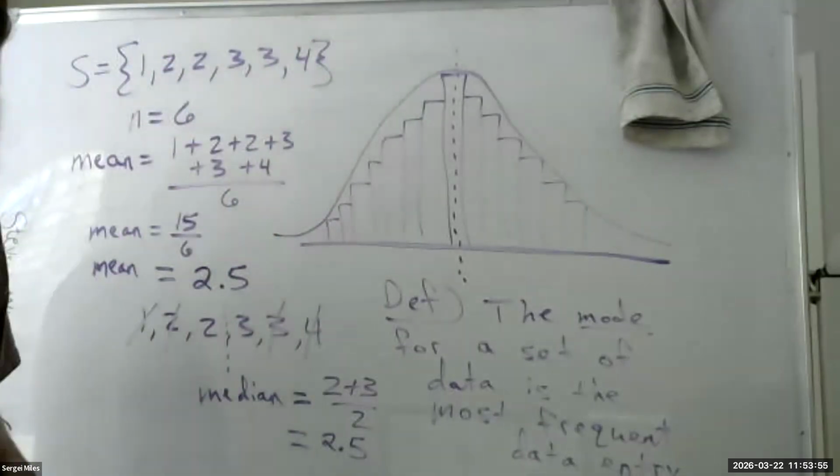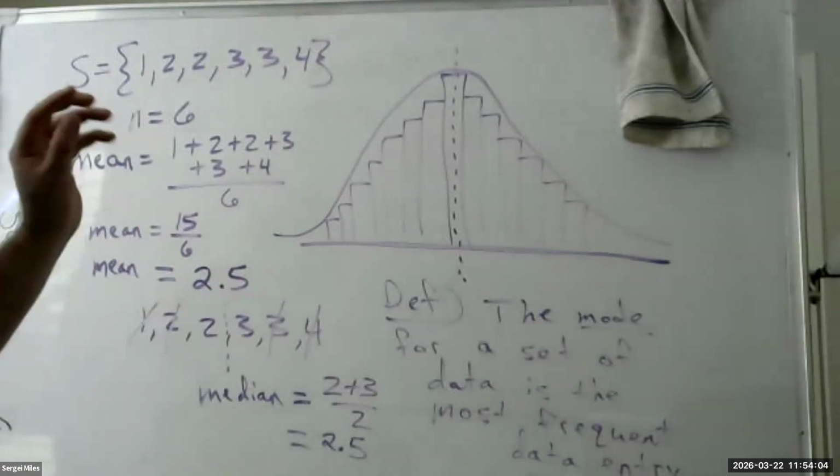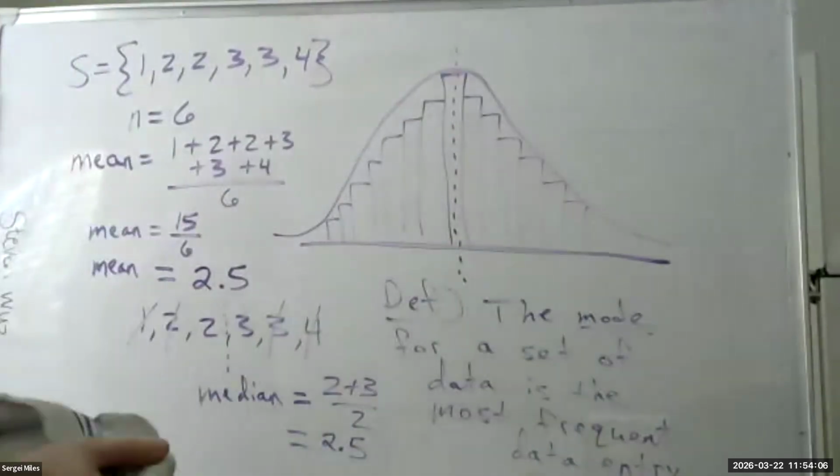Okay? So let's look at a different example where the mean and the average could be very different from each other. In this case, they're the same, but again, that's not always going to happen.